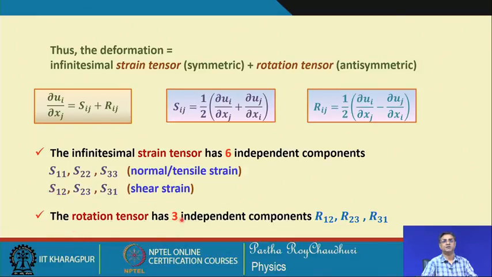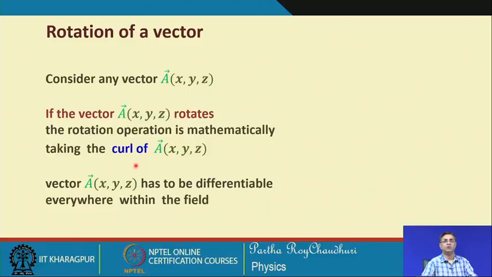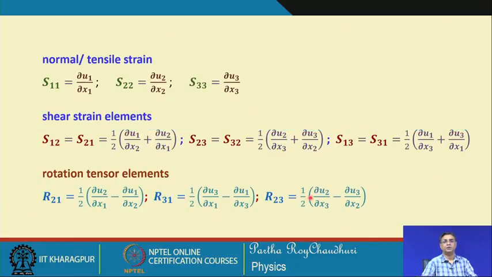For the case of the rotation tensor, R 11, R 22, R 33, that is the diagonal elements, are always 0, but there will be 3 independent components R 1 2, 2 3 and 3 1. We will see they are antisymmetric in nature. So, these are the normal strain, these are the shear strain elements of the strain matrix. For the rotation matrix, these are the 3 independent elements 2 1, 1 2, 3 1, 1 3, 2 3, 3 2. So, these are the shear elements. Now, let us understand how it represents the rotation matrix.